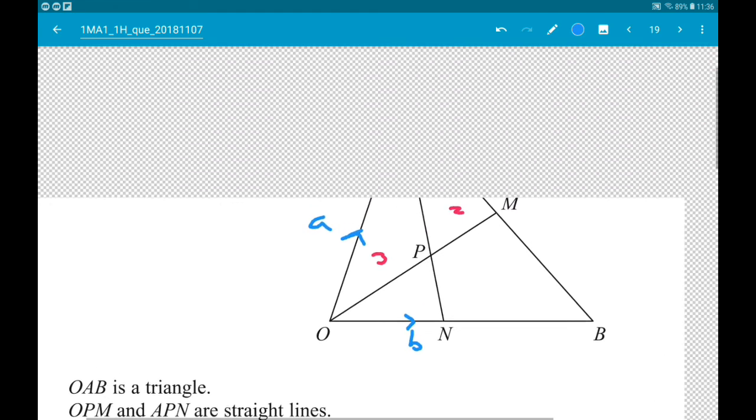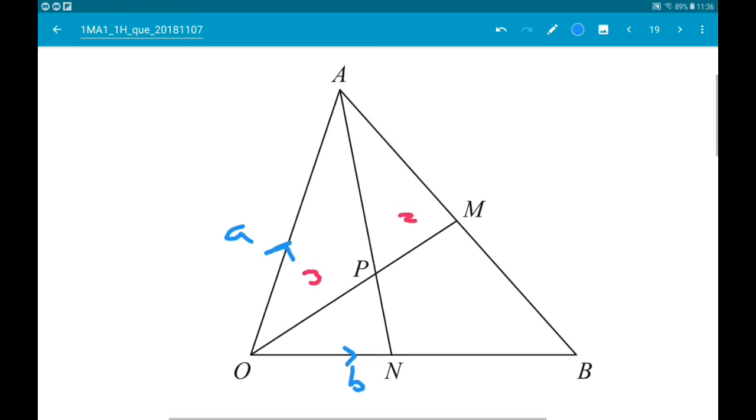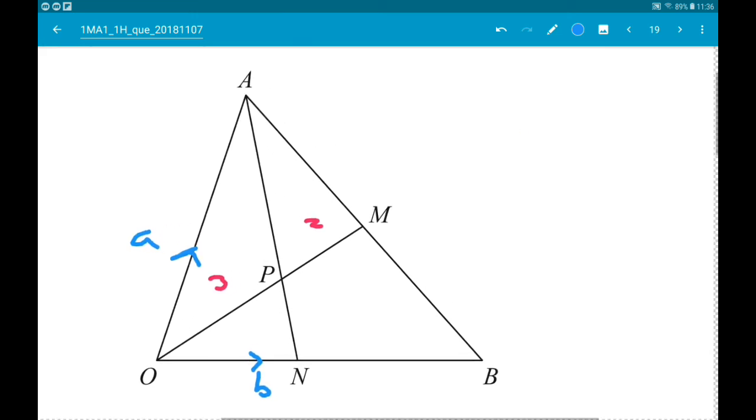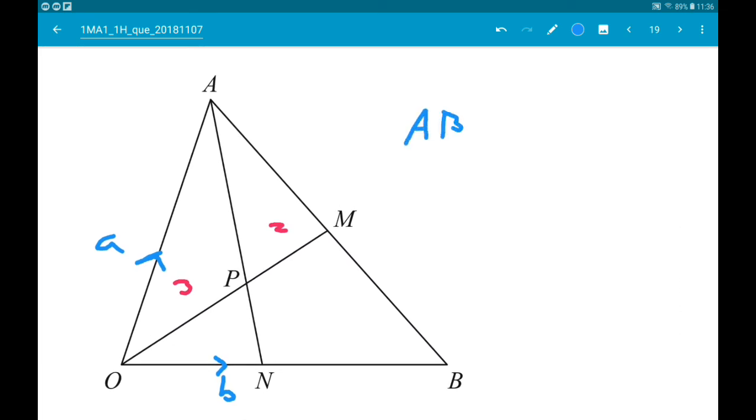So the first thing we're going to do is try and find A to P. So how are we going to do that? Well, we could do that if we knew how to get from O to M. So let's first of all work out O to M. So to get from O to M, we could go up to A and then down to M. Because M is the midpoint of AB, A to M is half of A to B. So A to B is minus A plus B. So A to M is half of that.